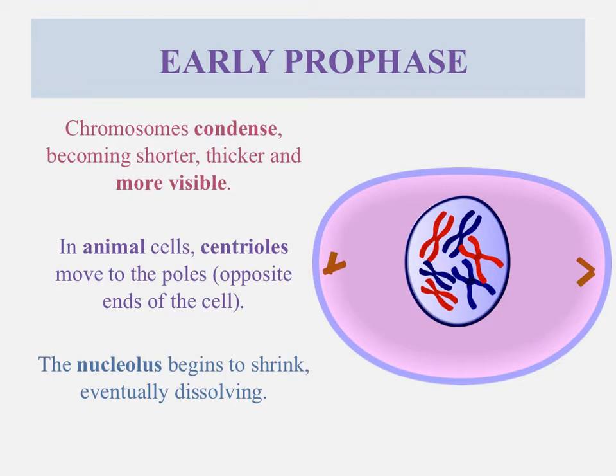Now, early prophase is the very first step of the mitosis process. So we've done our interphase, we've duplicated our genetic material. Now what we're going to do is take those chromosomes, which were initially very long, very thin, very skinny and a bit wishy-washy, and we're going to condense them. We're going to take them from the long, thin structures.